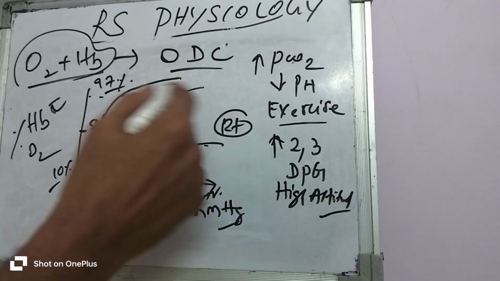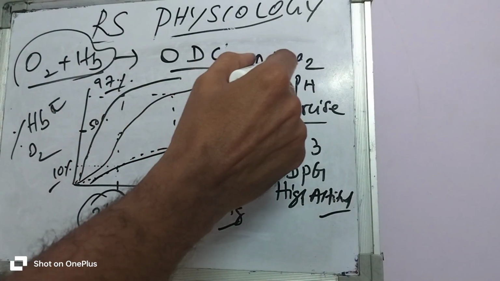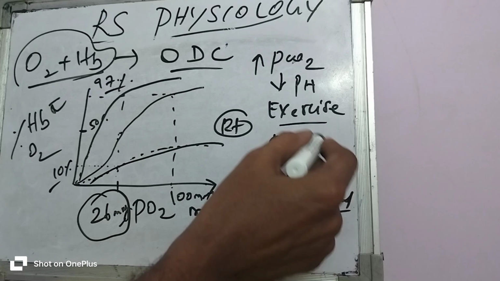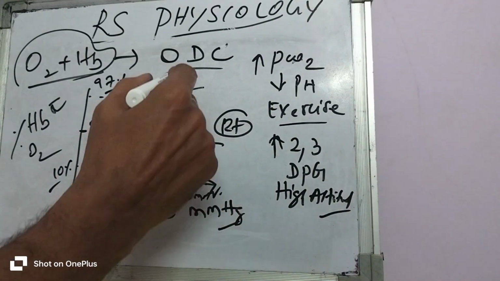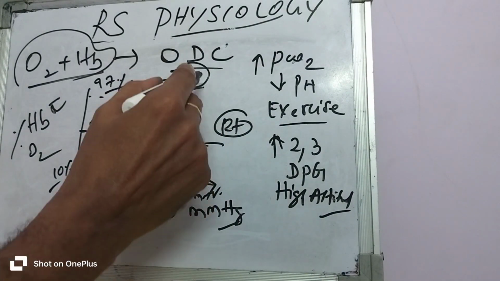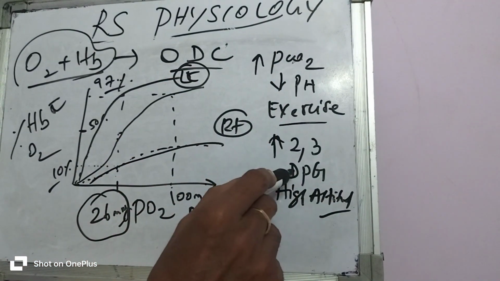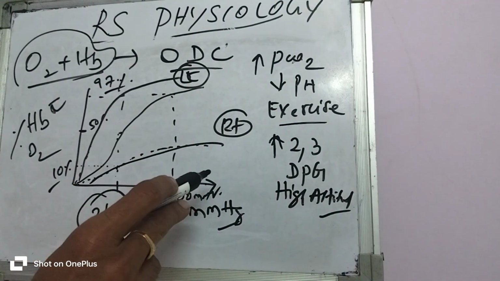So left shift is opposite, where the partial pressure of carbon dioxide is low or there is an increase in the pH, and a fall in the 2,3-diphosphoglycerate. So the curve will shift to the left side. So left shift is increase in the pH or decrease in the partial pressure of carbon dioxide, and fall in the 2,3-diphosphoglycerate. So the shift to the right and left is very important to be noted.